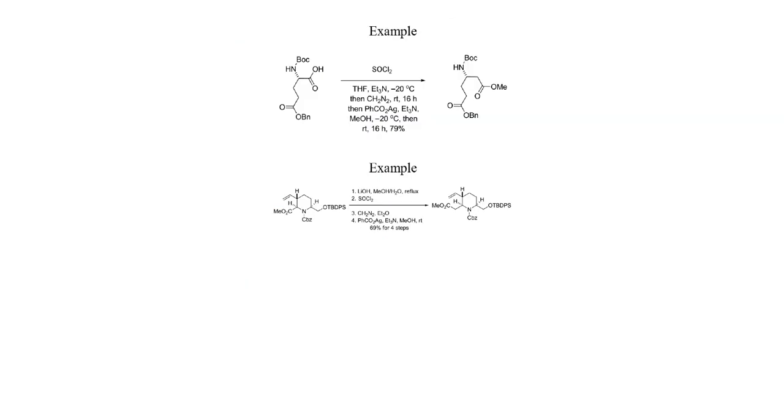Let's have a look at some examples here. It is first reacted with thionyl chloride. With thionyl chloride, this OH will be converted into an acid halide, and then by reacting with diazomethane, a rearrangement will take place in the presence of this silver salt, in the presence of triethylamine as a base at this negative temperature, minus 20 degrees Celsius. So this final product will be produced with 79% yield.